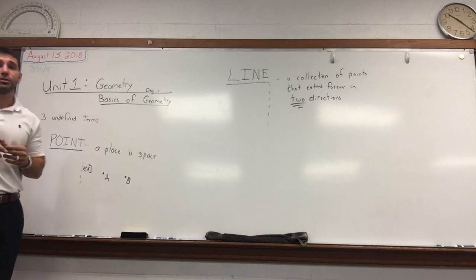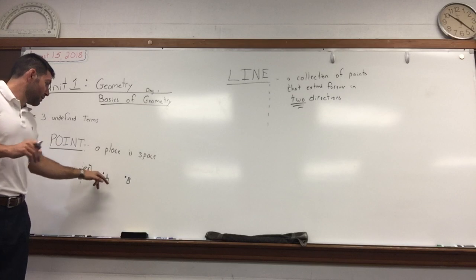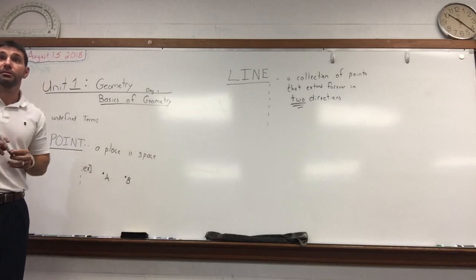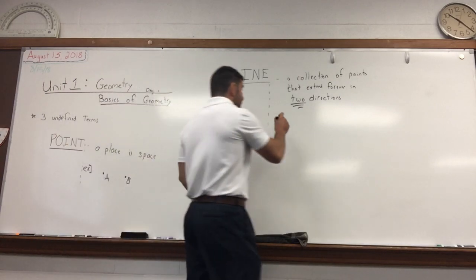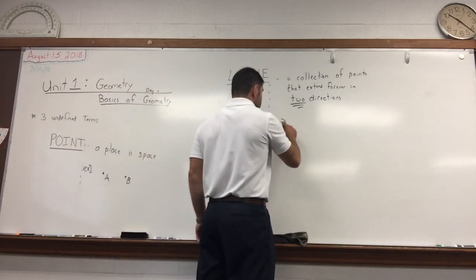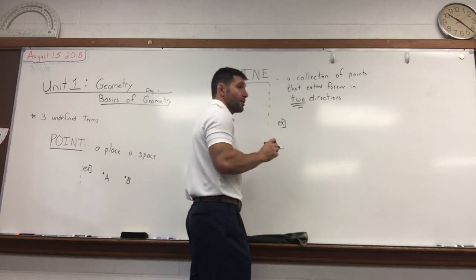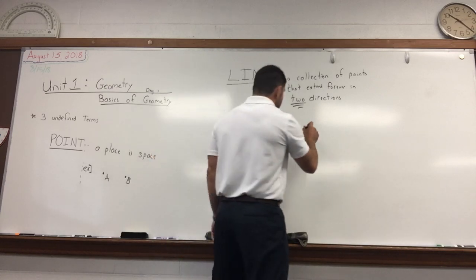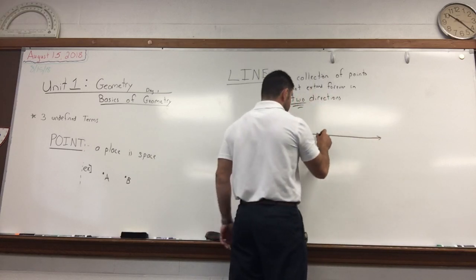Everything about geometry is notation and naming it correctly. Point A, point B. Yes, sir. Can I show you my paper? Absolutely. Thank you for asking. So I'm going to give you an example. Remember, it extends forever in two directions. So to show that something's extending forever in two directions, I'm going to put these arrowheads in it.